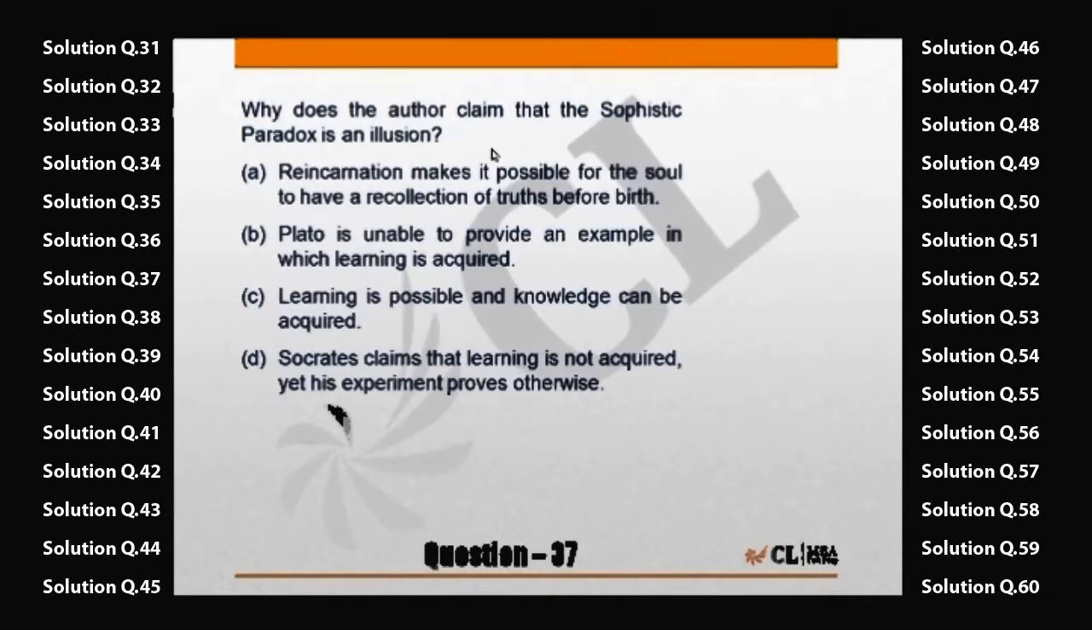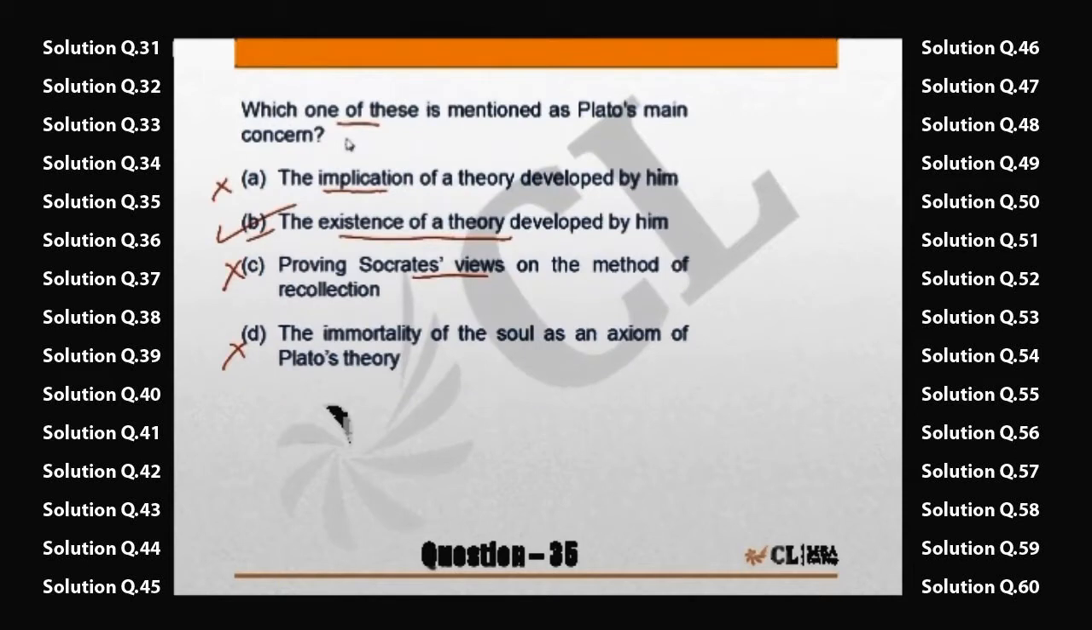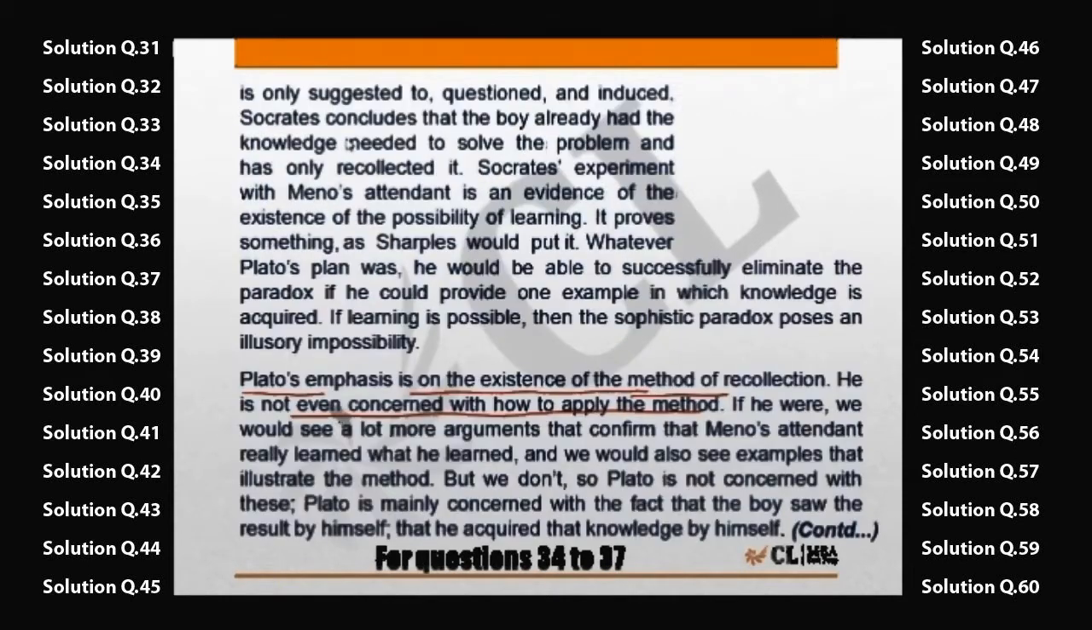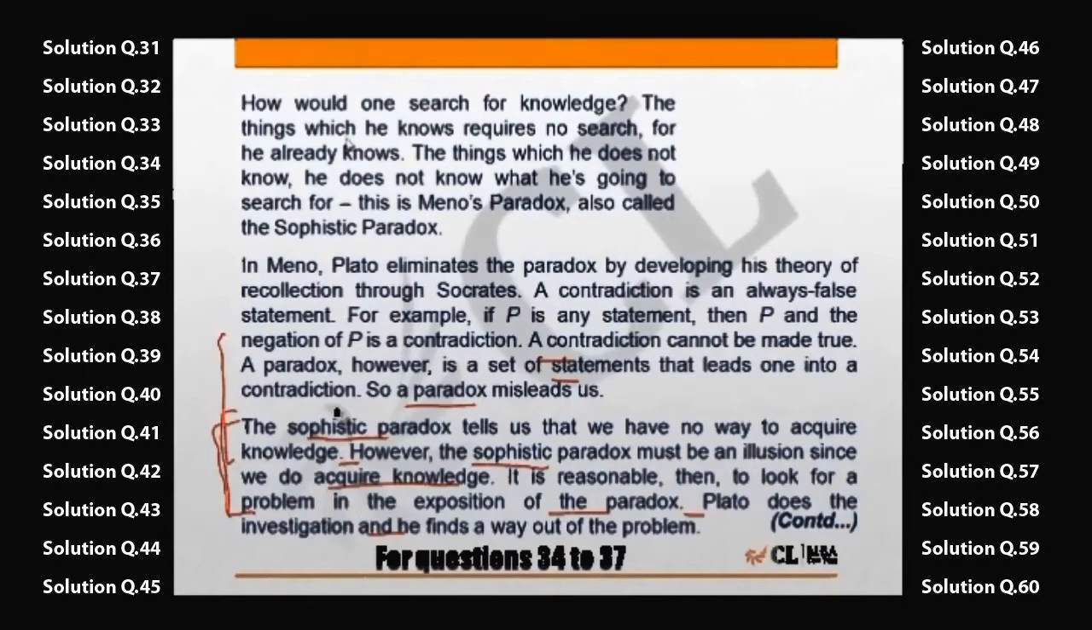Question 37. Why does the author claim that the sophistic paradox is an illusion? Why is it an illusion? Let's go back to the passage. It is very clearly written out there. The sophistic paradox tells us that we have no way to acquire knowledge. However, it must be an illusion since we do acquire knowledge. It says there is no way to acquire knowledge, but we do acquire knowledge, hence it must be an illusion.